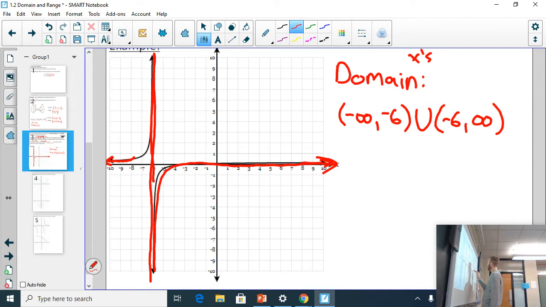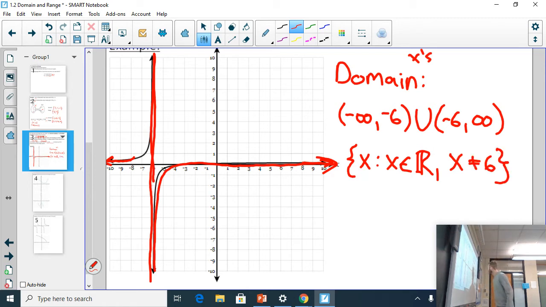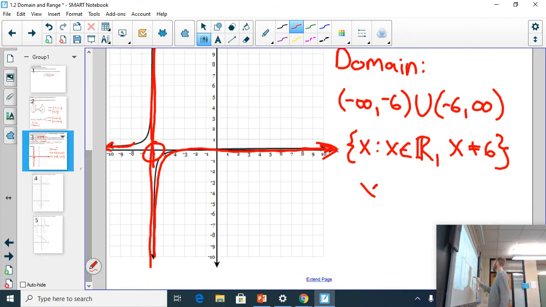And then the set builder notation, I think, is good for ones like this. So we have x such that x is in the reals. So x can be any real number. And then we're going to name our restriction, which is that x can't be 6. Right? And that's all the interval notation is saying. It's saying x can be anything except 6, right? Because at 6, this is where we are not touching, right? And then the simpler alternative way to write it is you could just say x can't be 6, right?